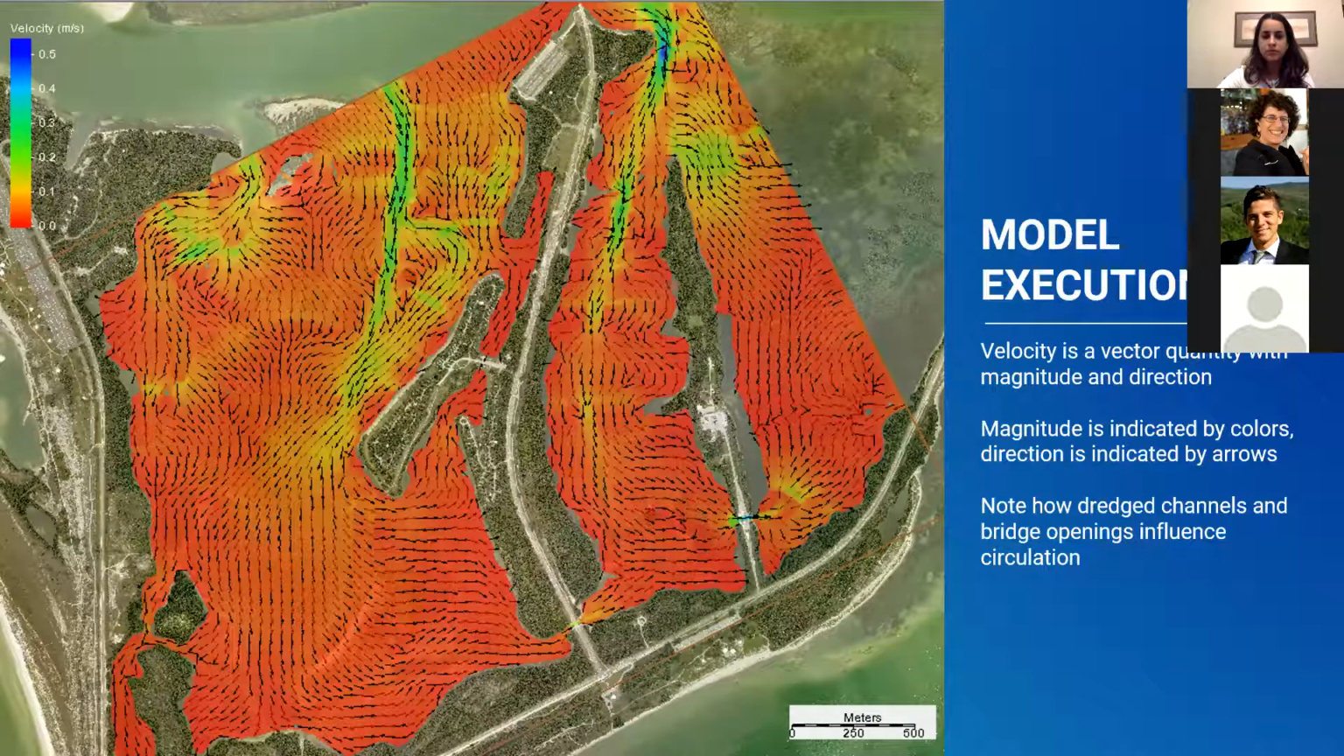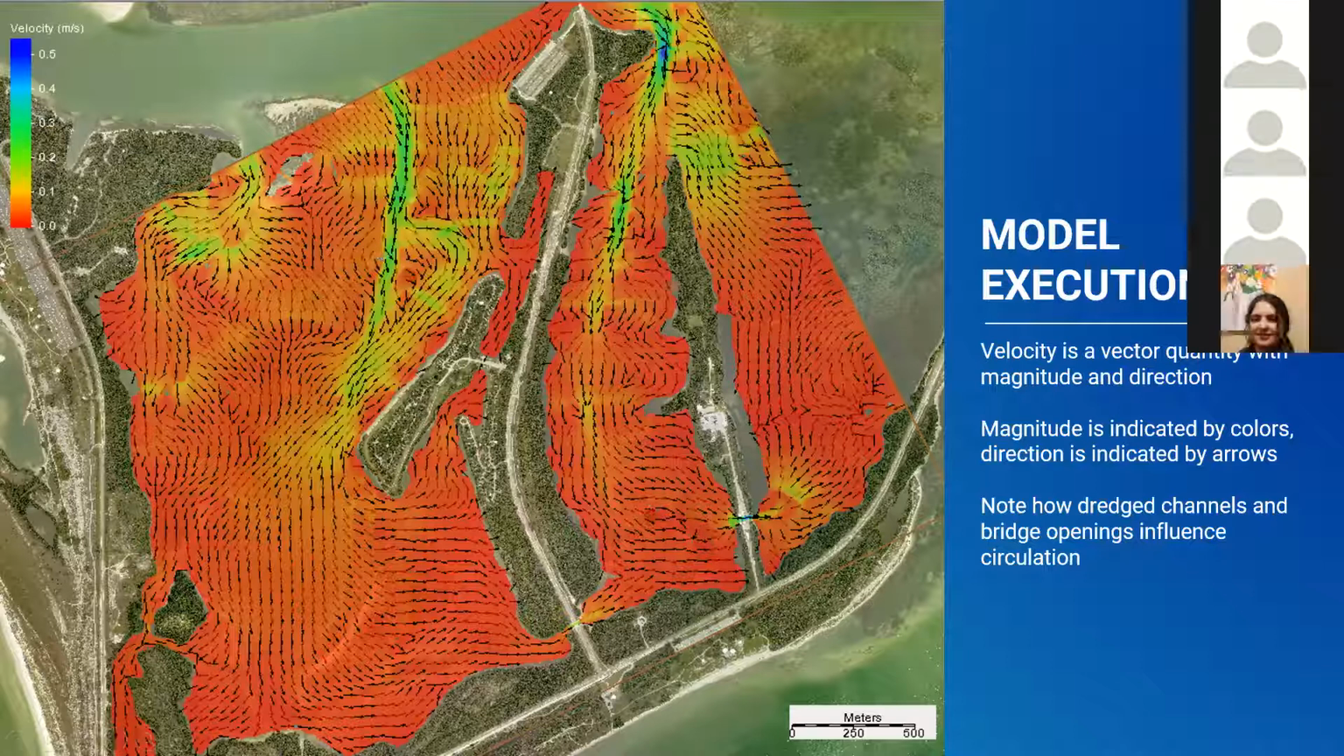And what really makes this model so powerful is that we're able to manipulate the environmental conditions here. So, for example, if we wanted to see what would happen if we closed off one of these bridges while leaving the other one open, we can do that. If we wanted to see what would happen if another bridge was built right here, we could also do that. Or if one of these dredge channels was filled in with seagrasses, the possibilities are really endless, and that's what makes the modeling system so awesome.